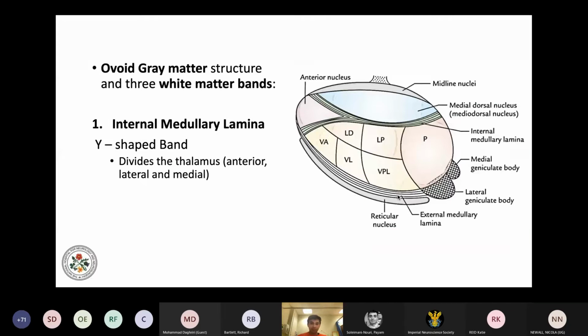So looking at the gross anatomy once more, this is looking at one of the thalami. And we can see there's a band running through it. This is one of the white matter bands. There's three in total. This is called the internal medullary lamina. It's very important because it makes our life a lot easier when we're trying to learn about it. It divides the thalamus into anterior here, lateral, you could also say posterior, and medial, okay? And here's the midline, which connects with the adhesion to the other side.